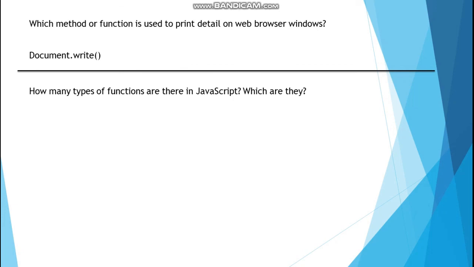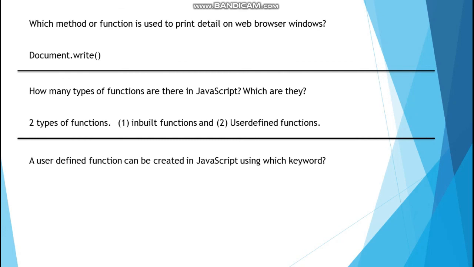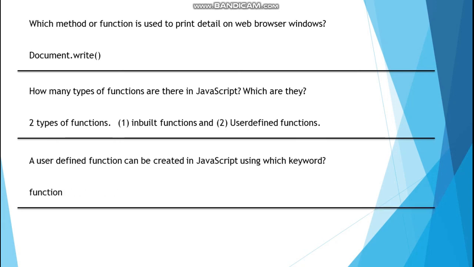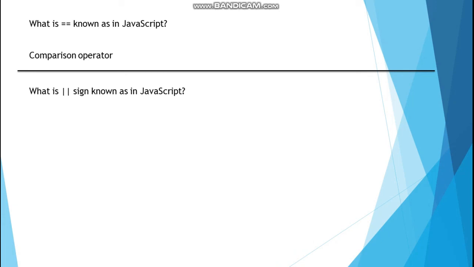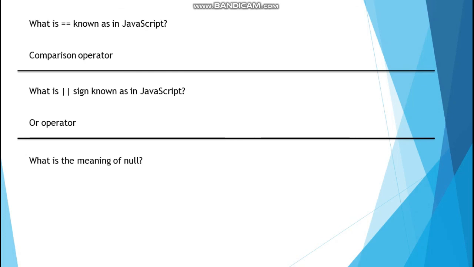How many types of functions are there in JavaScript and which are they? Well, two types of functions are there: inbuilt functions and user-defined functions. A user-defined function can be created in JavaScript using which keyword? Well, we can create it using the function keyword. What is the double equal to sign known as in JavaScript? That is the comparison operator. Then double pipe sign, that is known as the OR operator. What is the meaning of null? Null means nothing.